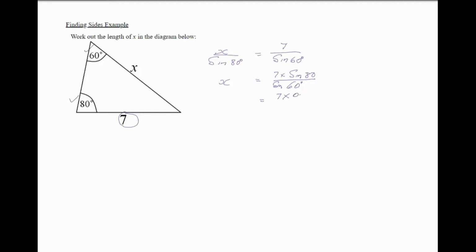0.9848 over 0.8660. This gives us 6.8936 divided by 0.8660. When we calculate that, we get the length of the side x to be 7.96 units, and this is to 2 decimal places.